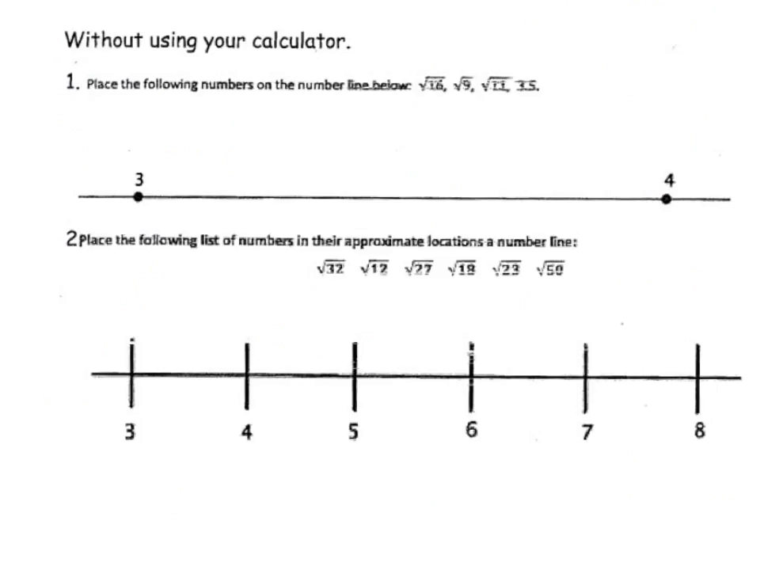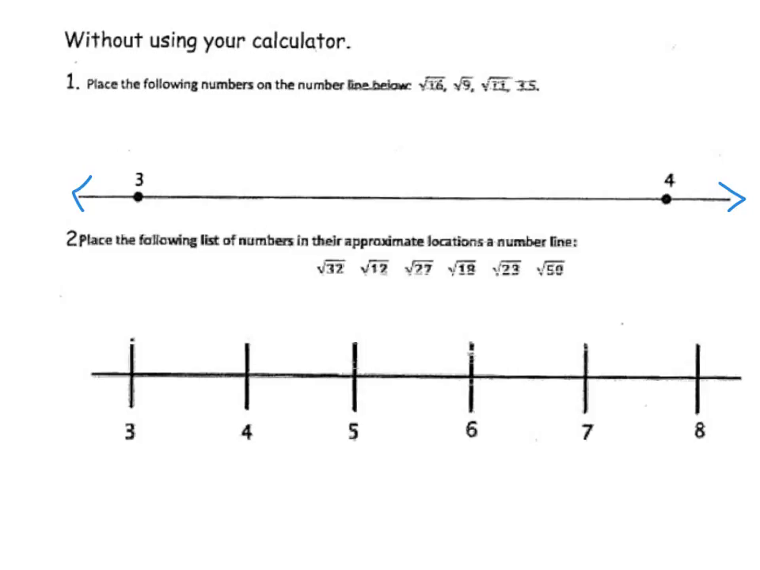All right, so for our final 2 examples here, it says, without using your calculator, place the following numbers on the number line below. Square root of 16, square root of 9, square root of 11, and 3.5. All right, so here's a number line, or part of a number line. We only have the numbers 3 and 4.